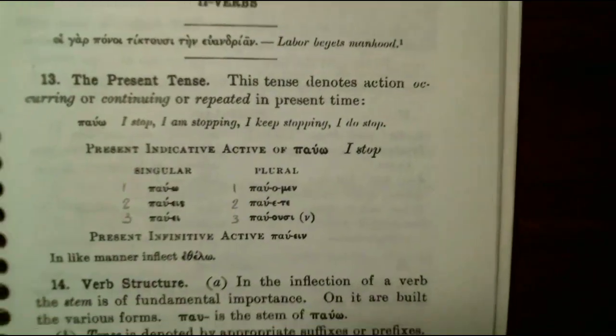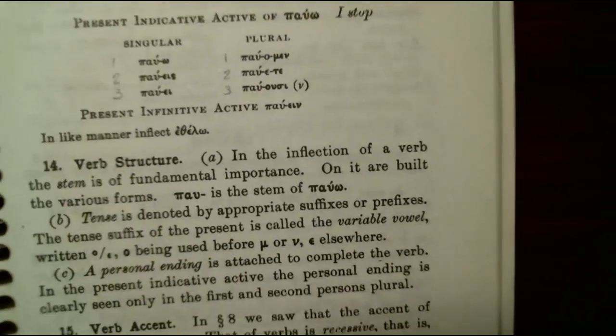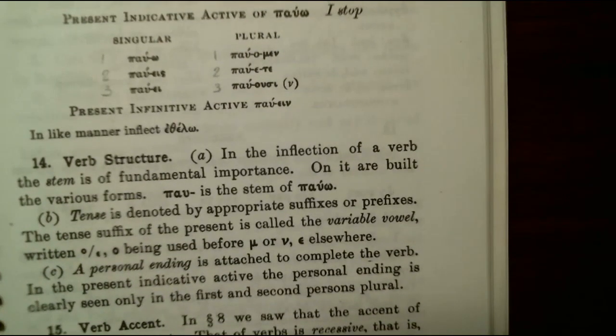Let's go back here to the next section. All right, so a personal ending is attached to complete the verb in the present indicative active. The personal ending is clearly seen only in the first and second person plurals. Okay.